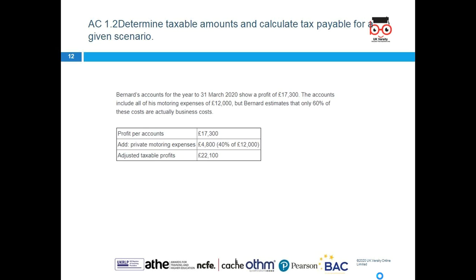Suppose 17,300 was the profit shown in our profit and loss account, where we put 12,000 as expense. But that 12,000 is not all related to the business, because out of 12,000, 40% was personal expense; I use the car for my personal activities. So I have to add it back because I deducted it in the first place. But in other cases we need to look at the rules.